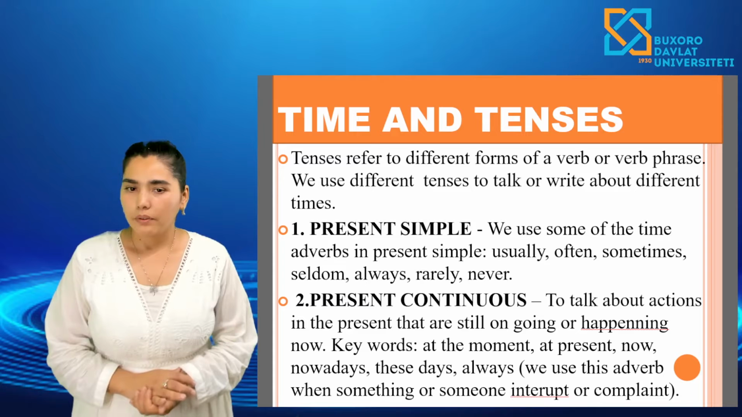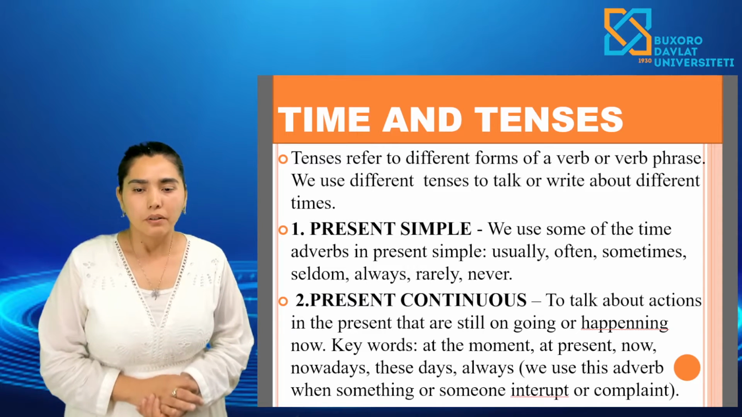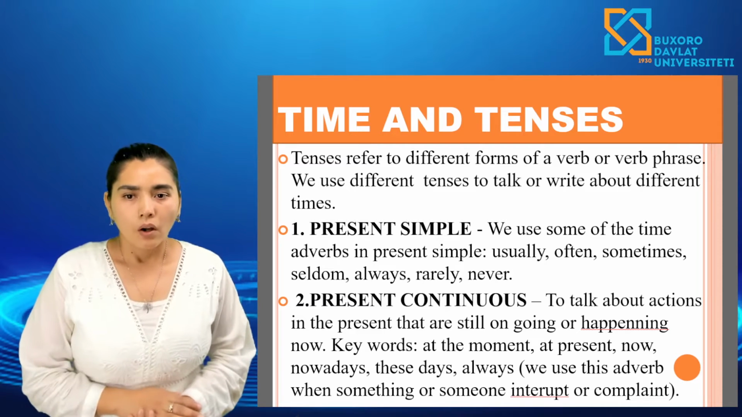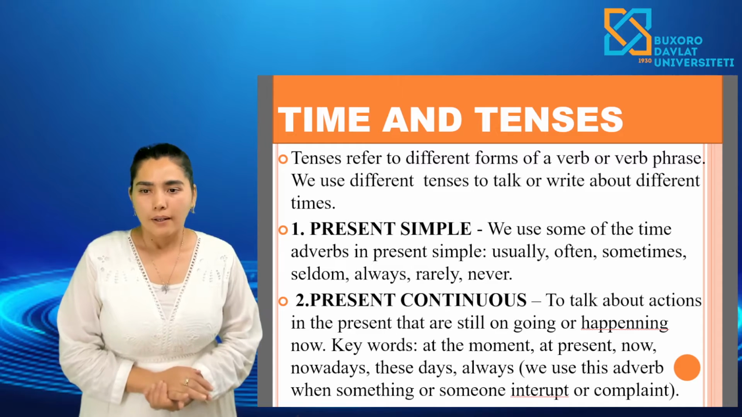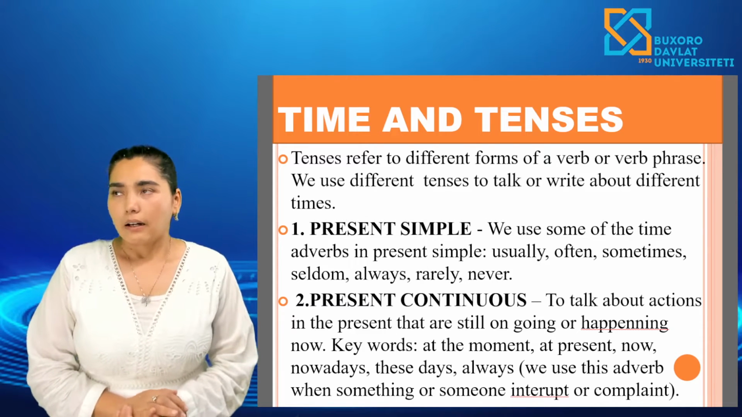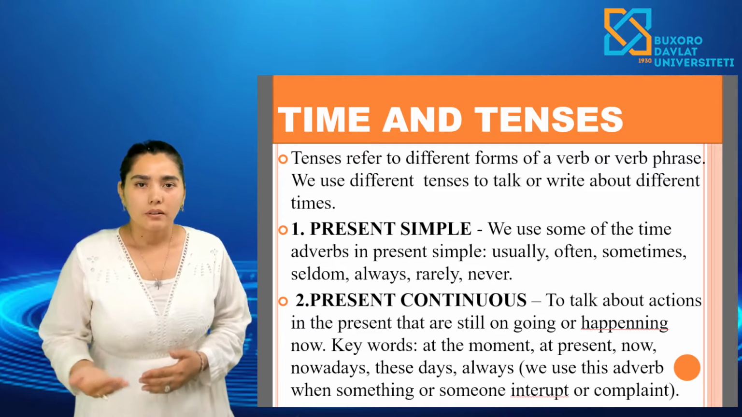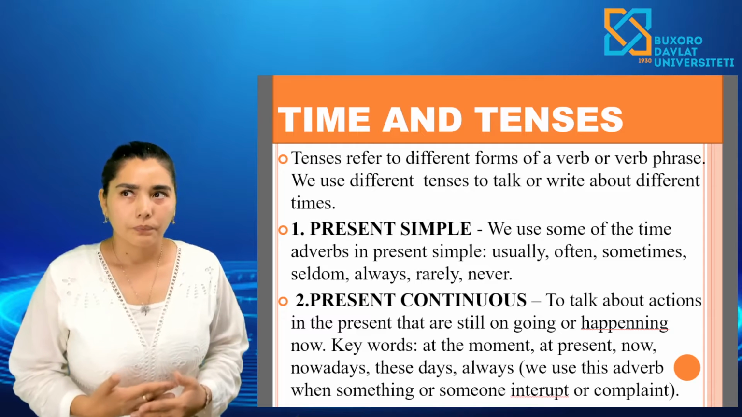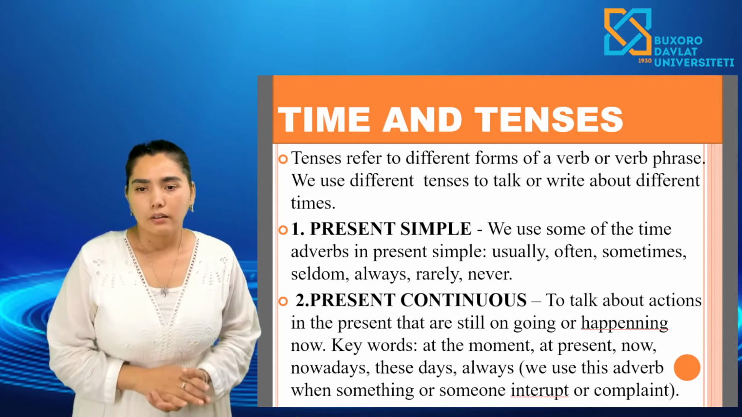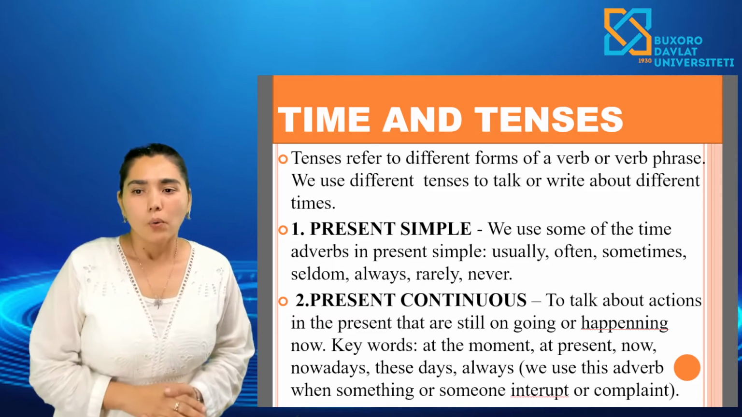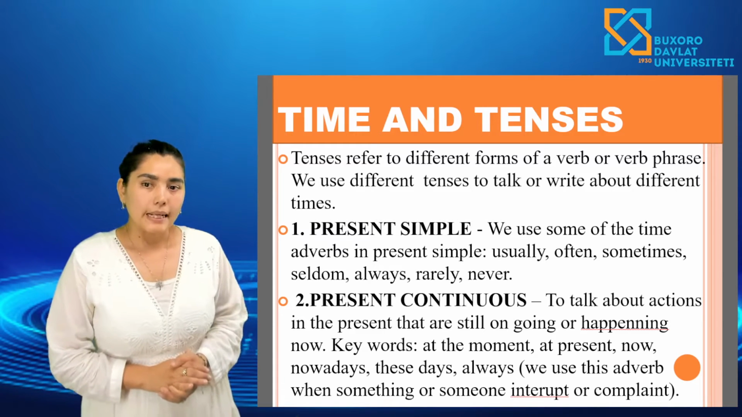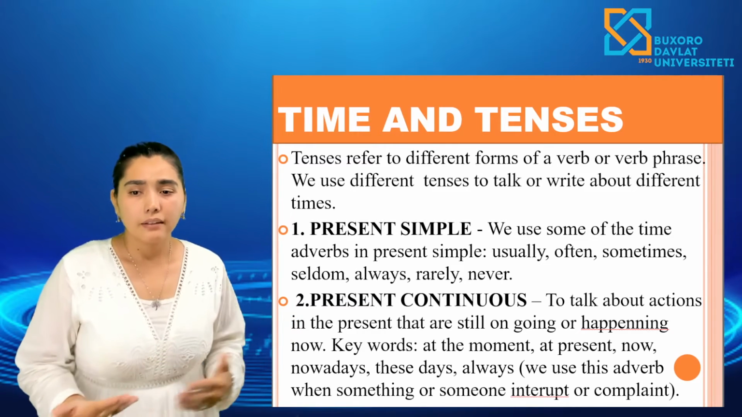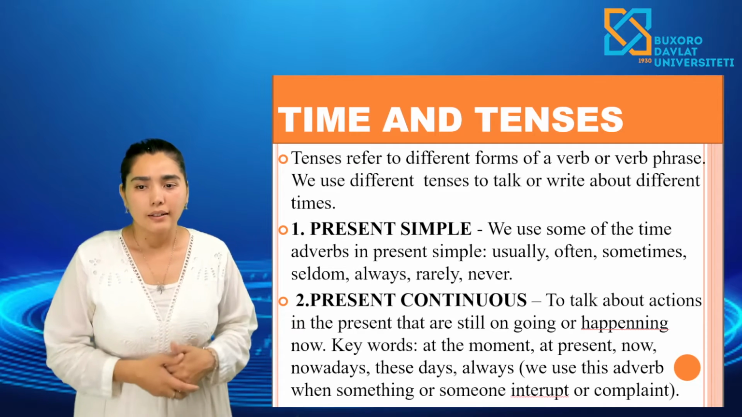For example, present simple, we use some time adverbs with verbs in the present simple. For example, usually, often, sometimes, seldom, always, rarely, and never. All of these kinds of adverbs with the verbs of the present simple help us to understand what currently happens, or what happens as a habitual action, or as a repetition in common daily life. So all of these adverbs we can use with the present simple.